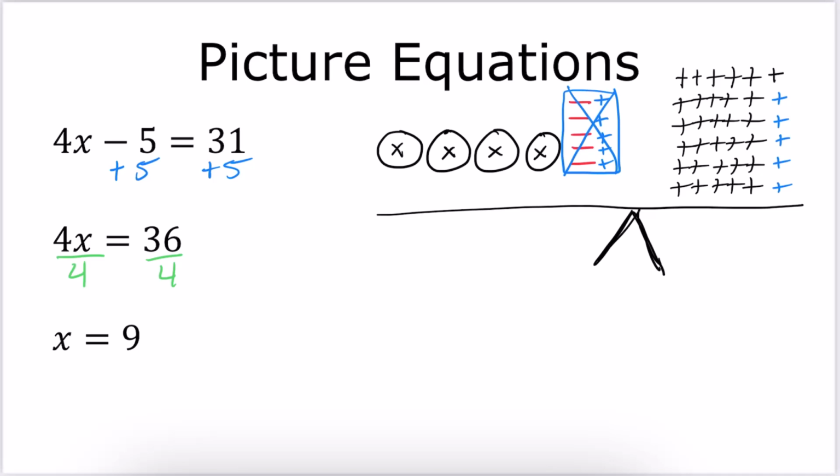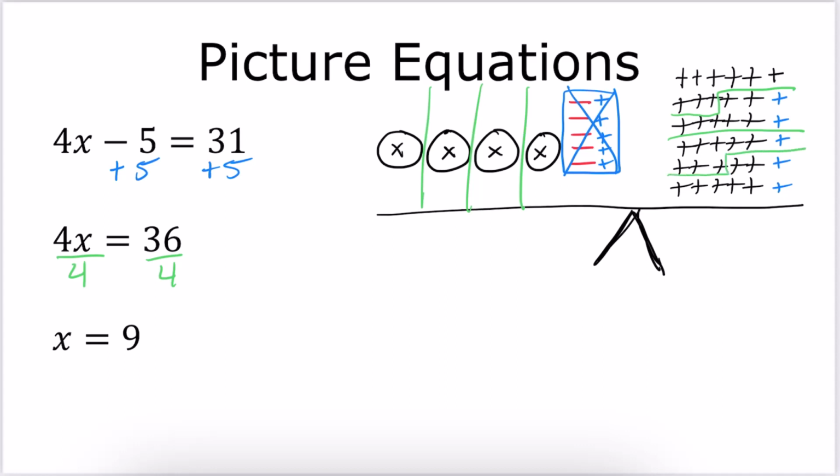And then my next step of dividing by 4 means that I'm going to divide each side into 4 groups. And let's see, what's the best way to divide 36 by 4? It's going to equal 9. It looks like I'm going to have to maybe divide it kind of wonky like this.